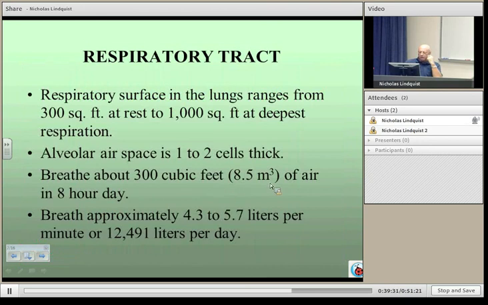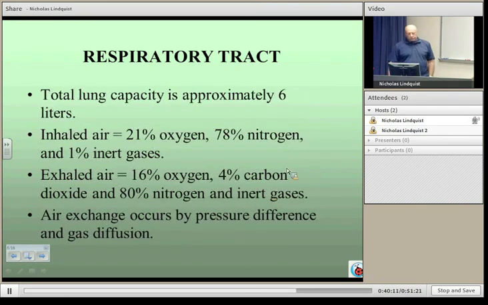As I mentioned earlier, the air exchange takes place by the pressure differential and the gas diffusing across into the blood. This is just an example. Typically, our partial pressure of oxygen in there is 159 millimeters of mercury. This goes in, when it gets down into the alveoli sac area, it's down to about 110 millimeters of mercury. In the blood system, our partial pressure of oxygen can get as low as about 40 millimeters. When that happens, the pressure difference from 110 to 40 causes the oxygen to move over or diffuse into the capillaries in the blood system and eventually be carried around the body.